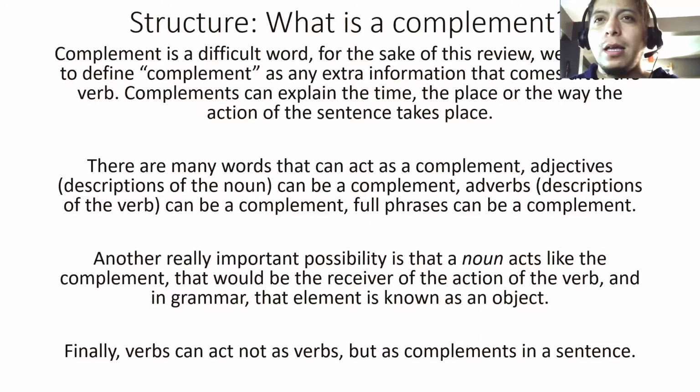An object is a noun that is not doing the action of the verb. On the opposite, it is receiving the action of the verb. The cat didn't like anything. The cat received liking or love, okay? Verbs can act not as verbs, but as complements in a sentence. Again, we were checking that a verb with ing can work like the subject. You can say, running is healthy. So running becomes the subject. It's a verb void, let's call it in English. I don't know if that word exists, but it's not really a verb.